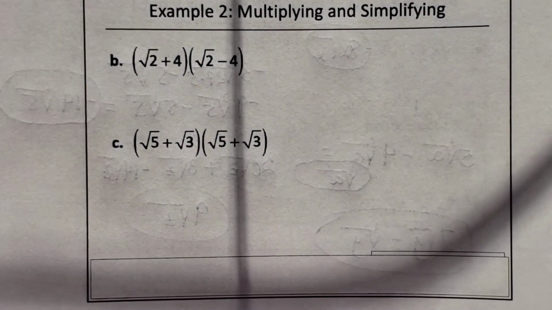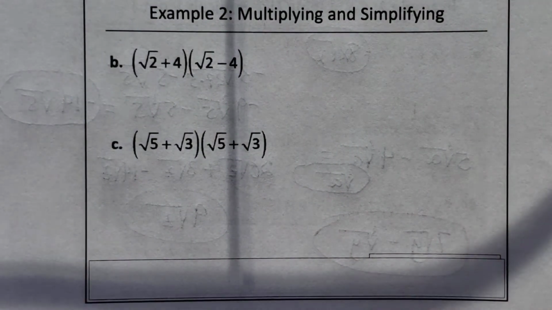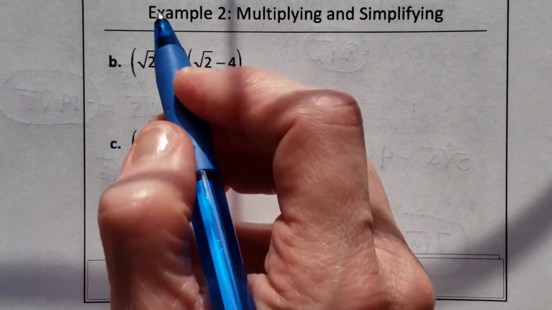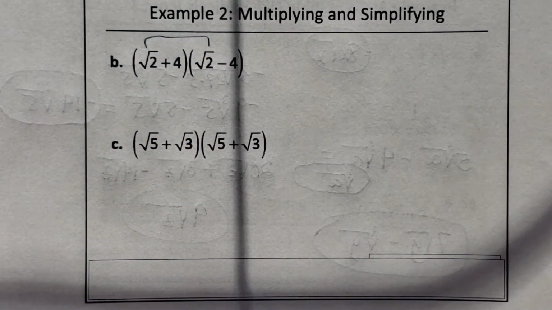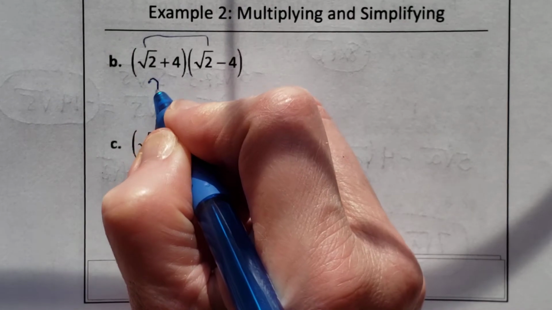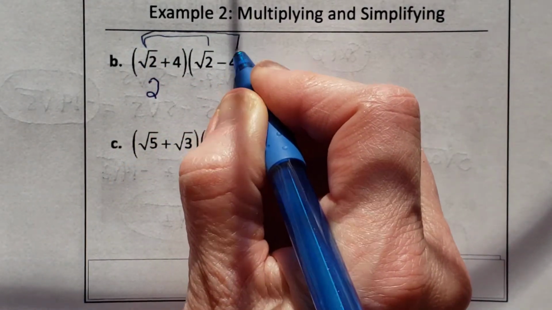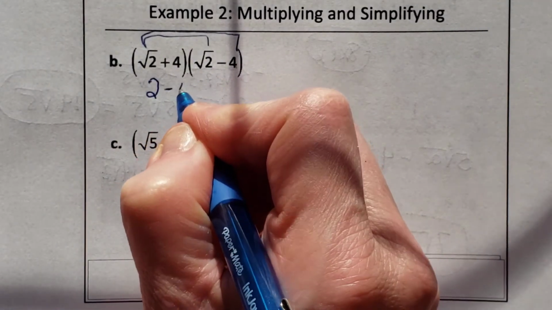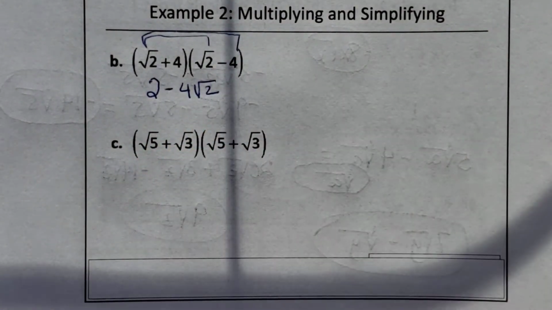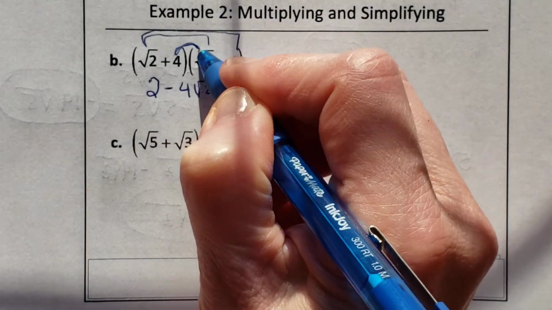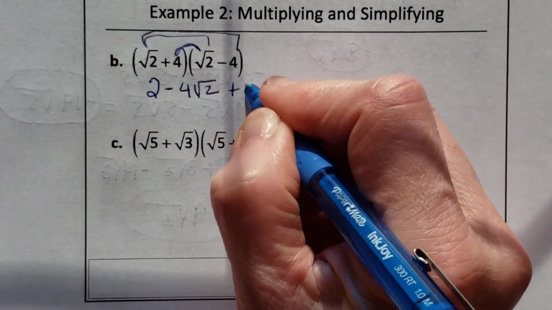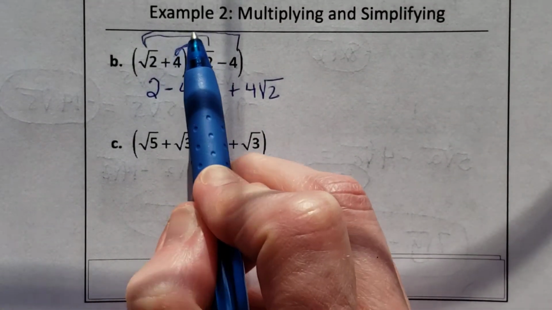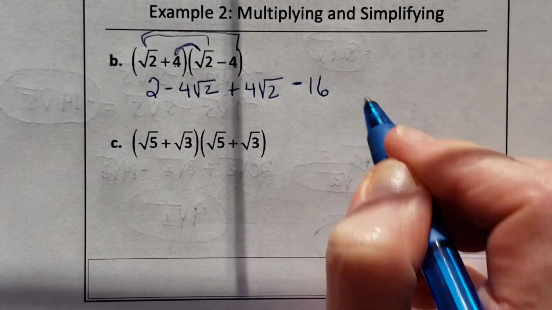All right, letter B. We are foiling. So we have two binomials, so we are going to be foiling those. We're going to do the first two terms. Square root of 2 times square root of 2 is 2. Our outside terms, square root of 2 times negative 4 is negative 4 square roots of 2. Now we're multiplying our inside terms. So 4 times square root of 2 is positive 4 square roots of 2. And then finally, 4 times negative 4 is negative 16.